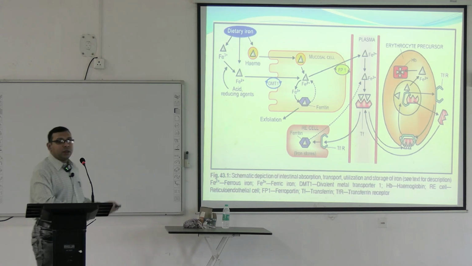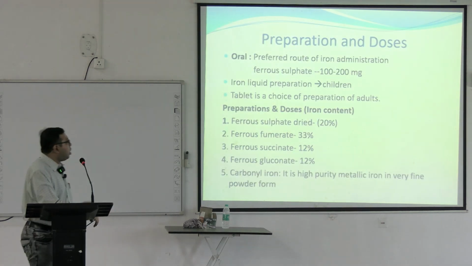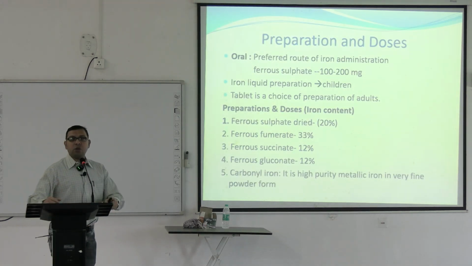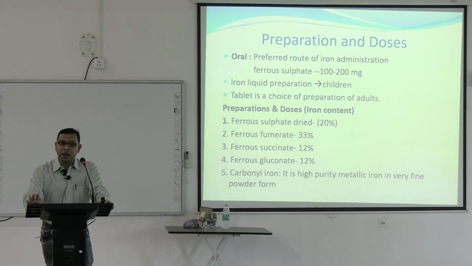So it is very important for your exams, how iron absorption, transport and distribution happen. This picture is very important. If we understand this picture, everything will be clear. Now coming to the preparations and dose. Now iron deficiency, how it is absorbed, how it happens, all is clear. Now we have to correct the iron deficiency anemia.